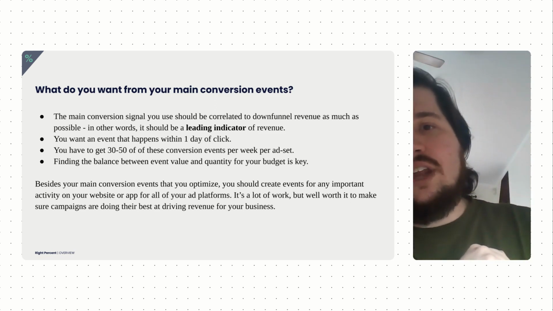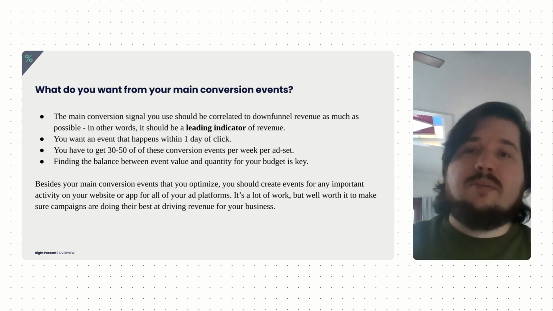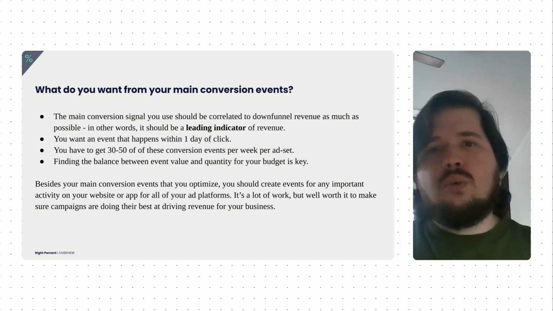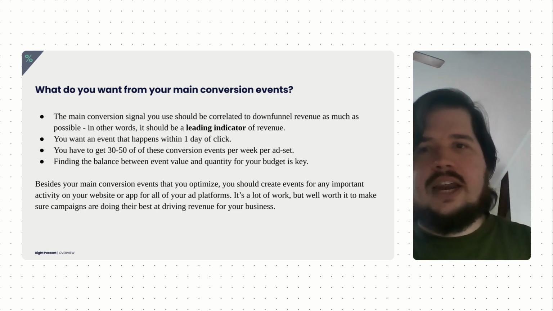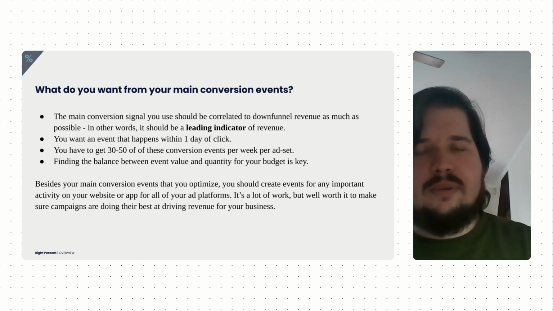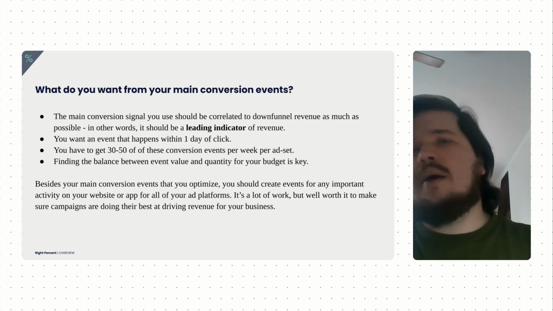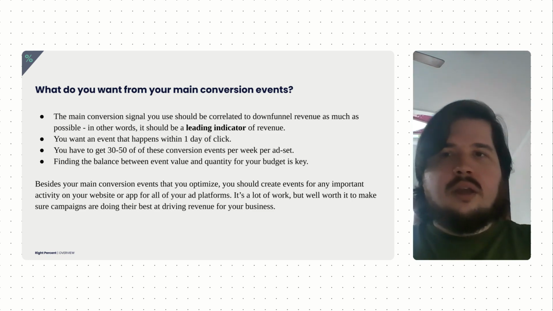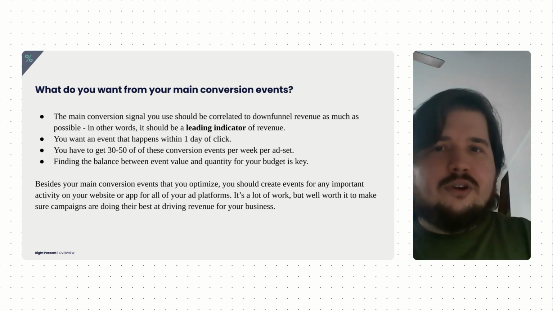You want an event that happens within 1 day of click. So again, we're talking about ads here. Ads work better with real-time information. So you don't want to try to optimize on something that happens 90 days later. You want to optimize on something that happens on day one, which is why, again, we're looking for leading indicators and not actual revenue. You have to get 30 to 50 of these conversion events per week per ad set.